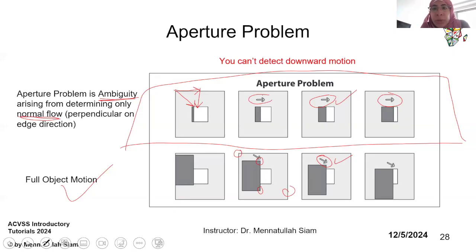But we are only able to capture the normal flow, this one. The parallel flow, because we're not able to see the full object motion, there is some ambiguity arising. So this parallel flow, we're not able to determine. And it is related to the fact that you're only able to identify the normal flow. So we're gonna solve it in multiple steps.